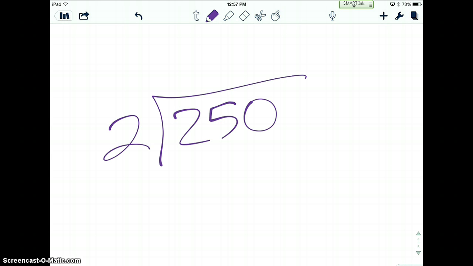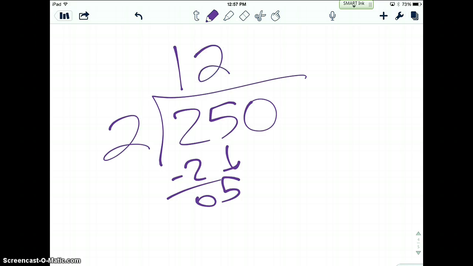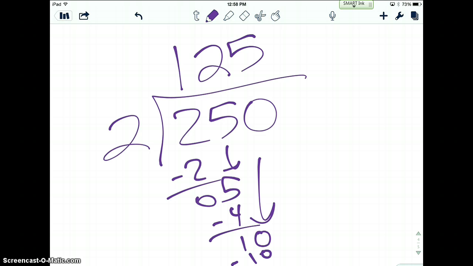Do the division, see what I get. 2 goes into 2 once. 2 goes into 5 twice. And 2 goes into 10 5 times perfectly. So I got my x to equal 125.